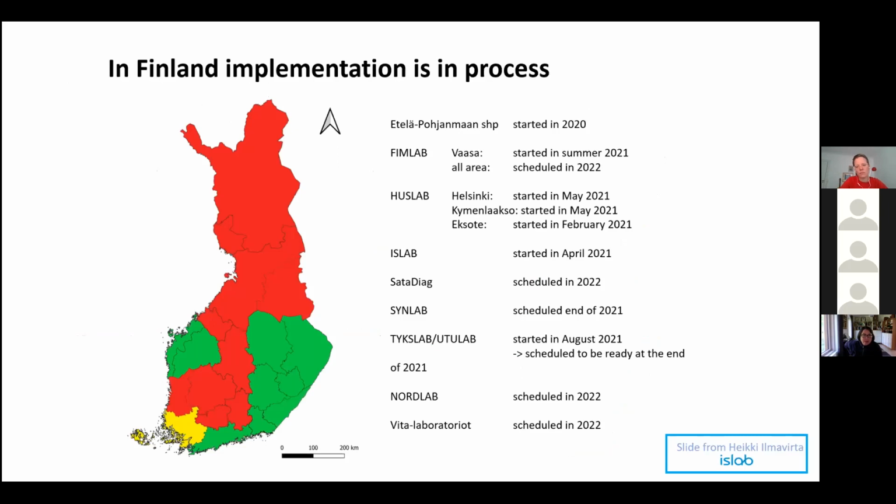So in the green, you have the centers which have already implemented the new I category. And next, I will then focus on this south area, which is covered by HUSLAB, where I'm actually working. So it comprises the Helsinki region and 2 smaller regions in the east part of Finland. So the first laboratory where we implemented the I category was in February, and then the rest of the area followed in May this year.